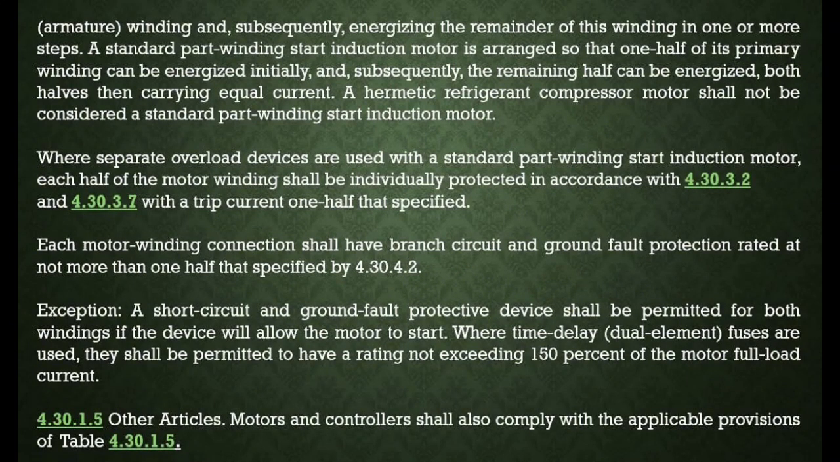So, here are the safety regulations for part winding start induction motors. It emphasizes individual protection for each winding half using overload devices with specific trip currents. Branch circuit and ground fault protection must be rated at half of what's specified in Section 4.30.4.2, with exceptions for short circuit protection using time delay fuses.